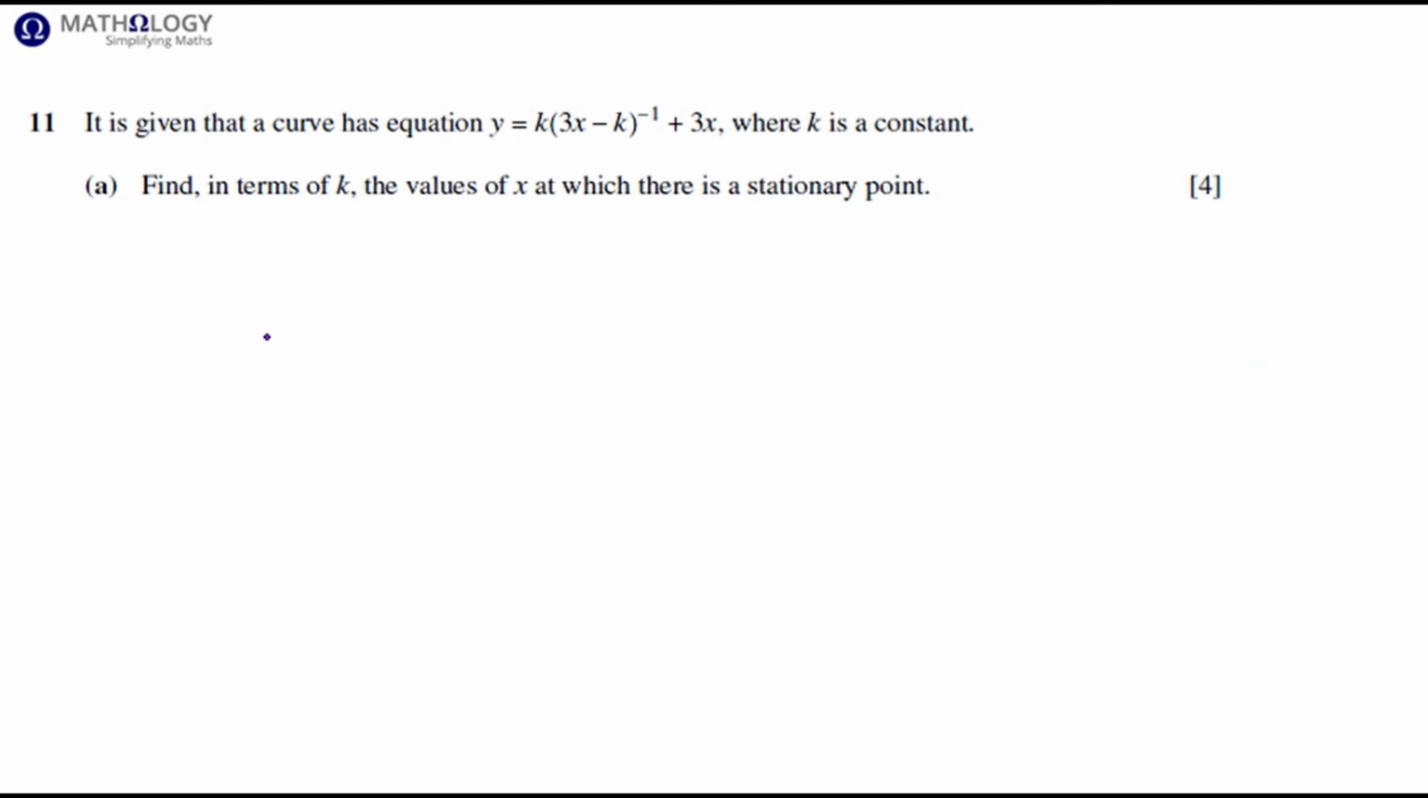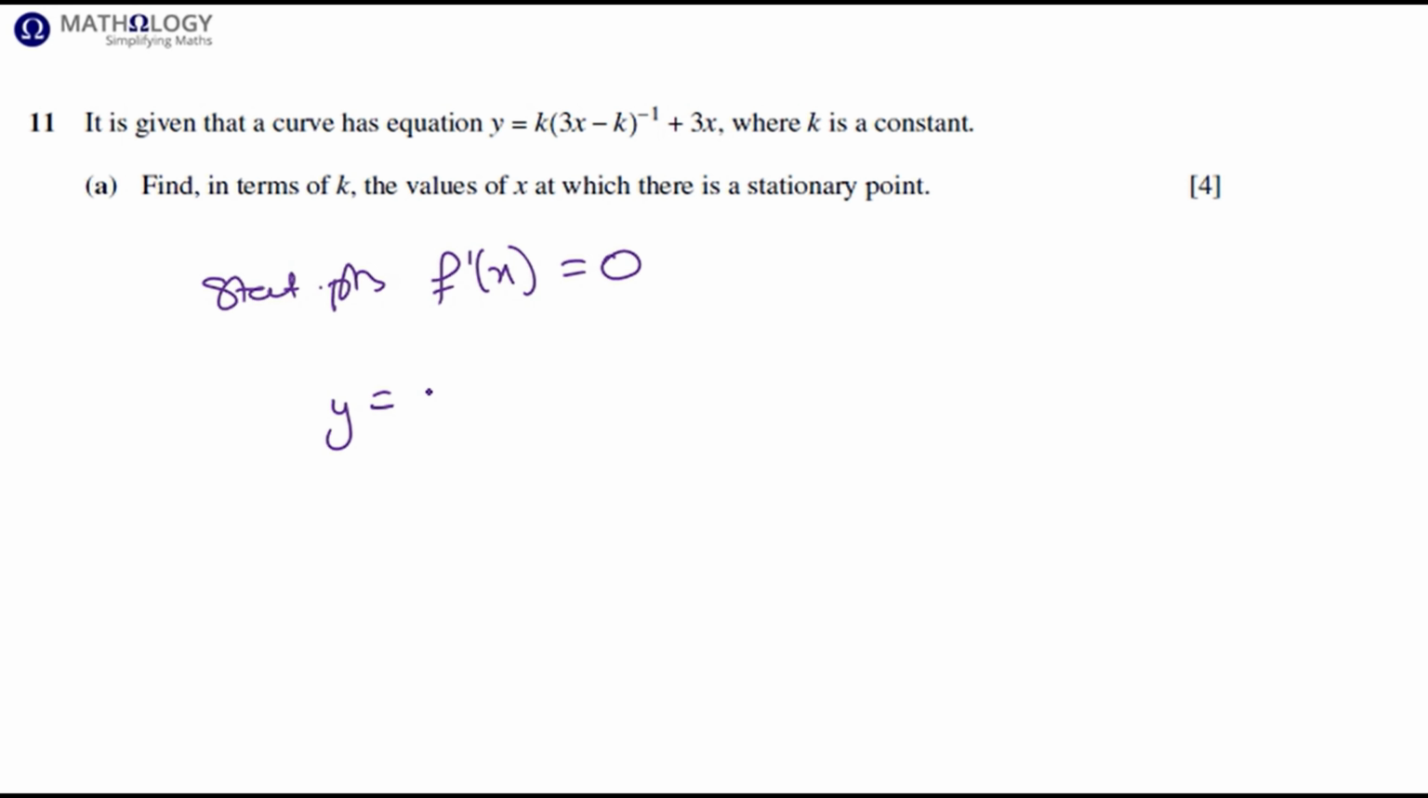Question 11, it's given that a curve has equation y equals k times (3x minus k) to the minus 1 plus 3x, where k is a constant. Find in terms of k the values of x at which there is a stationary point. Okay, so first things first, we have stationary points to a curve where f prime x or dy dx equals 0. The gradient function or the derivative function equals 0 at stationary points.